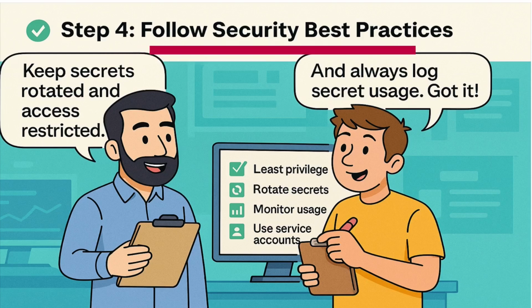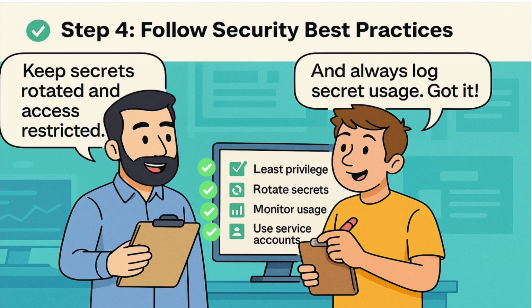Step 4. Follow security best practices. Adopt these security-first practices. Use least privilege access for every secret. Rotate secrets regularly to minimize impact if something leaks. Log and monitor all secret usage for auditing and alerts. And always use service accounts, not personal credentials, in your pipelines.